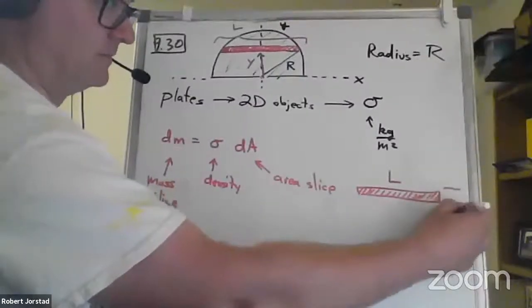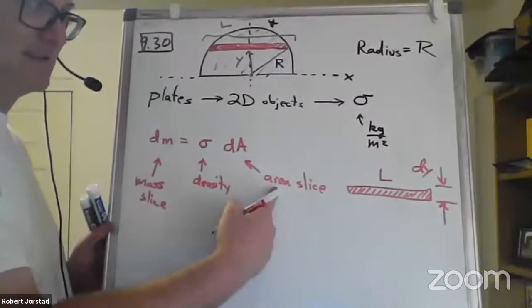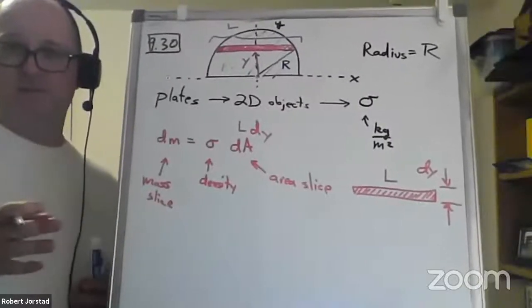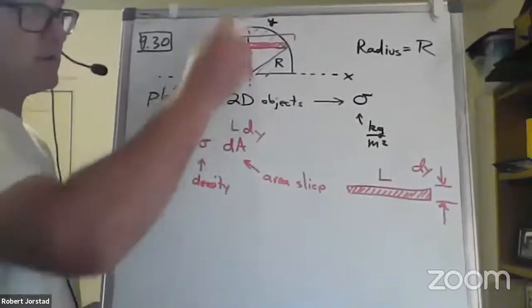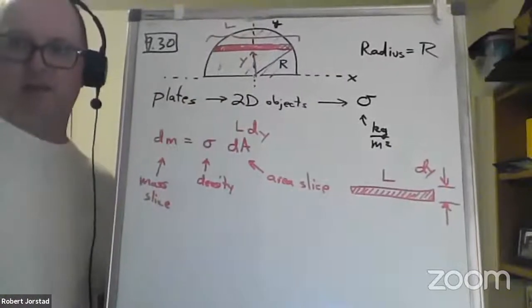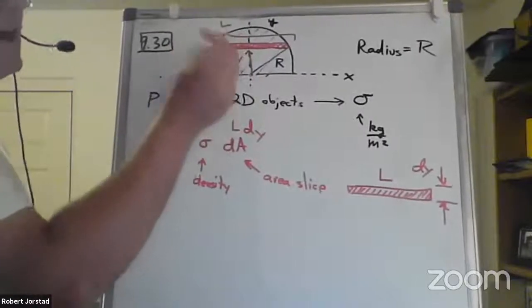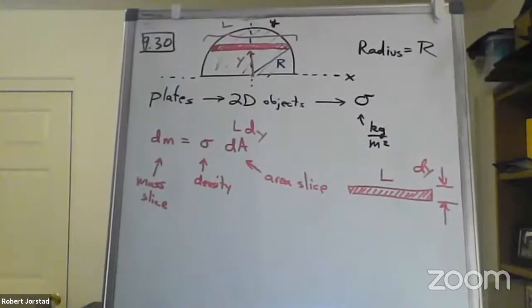Length times width. So we know length. So what's this dimension called? dy. It's the tiny amount of y. So what's the area of this slice? L dy. So now comes the hard part. L is not the same for every slice. If you choose a different value of y, the length of this slice would have to change. So you need to tell me what L is in terms of y and this constant radius that we were given. So how can I get that?